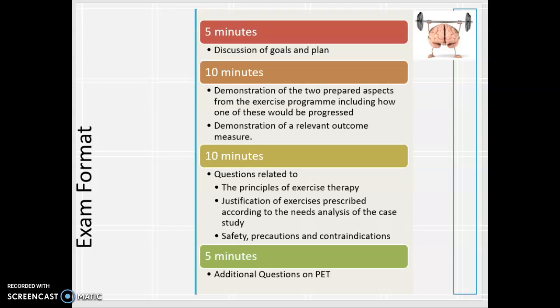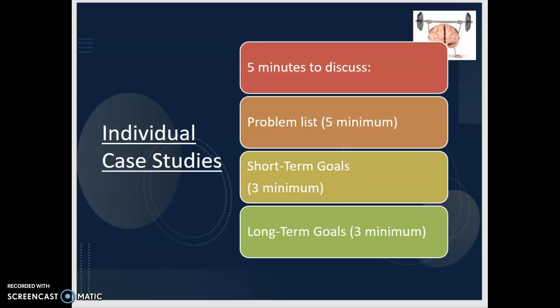Then we're going to discuss the principles of exercise therapy and how you implemented those principles into your examination. Then we're going to talk about things like the needs analysis of that patient in early, mid, and late stage rehab. And of course, safety considerations, precautions, and contraindications for things like stretching and cardiac rehab. And then there's an additional 5 minutes where we can ask you anything from the PET syllabus.